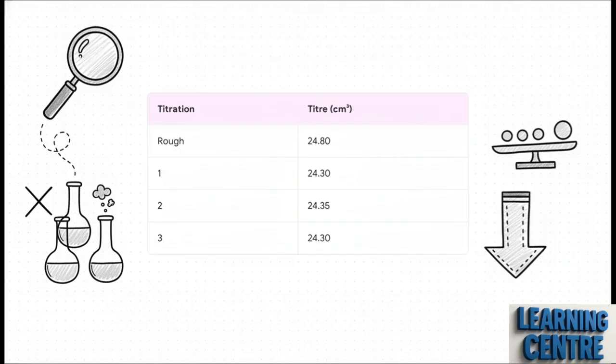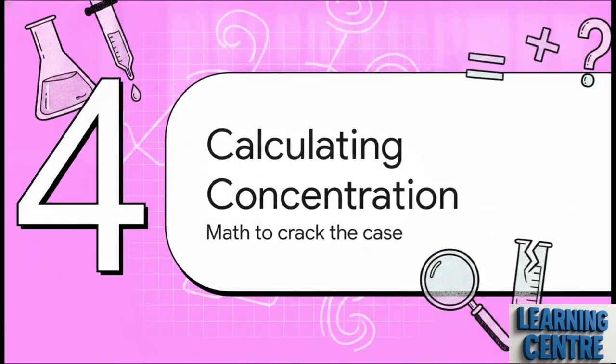average. After that, we do subsequent titrations super carefully until we get results that are within 0.10 cubic centimeters of each other. If we look here, averaging titrations 1, 2, and 3 gives us a highly precise mean of 24.32 cubic centimeters. Moving to part 4, calculating the concentration. We've got our physical evidence, now we just need to run the numbers.